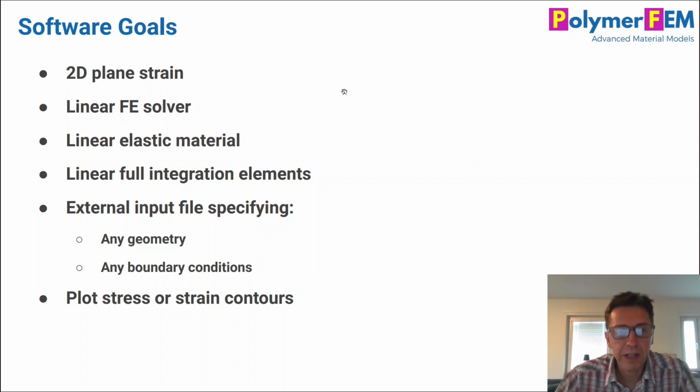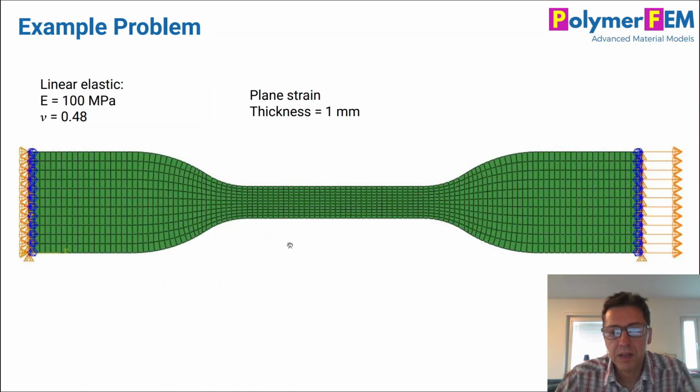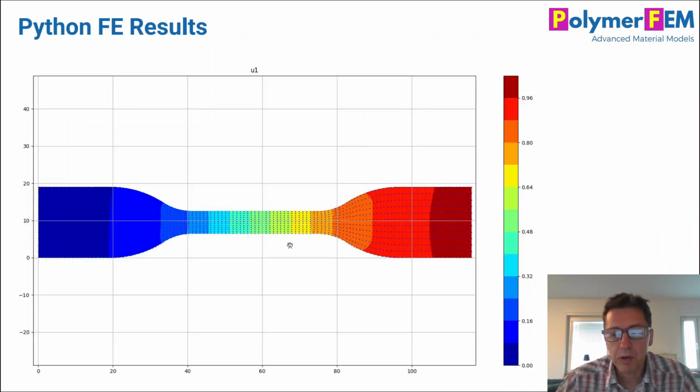I'm using linear finite elements and a linear elastic material just to make it simple. But I extracted the information about the geometry into an external file. Here's a quick little problem that I solved using this Python code. It's a dog bone shaped specimen that I pull to the right. When you run this, you basically just get the results that you're expecting to see.